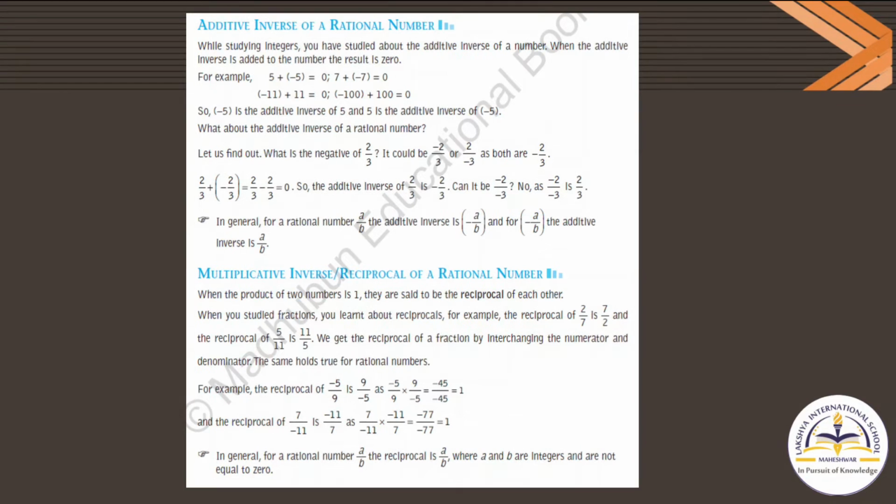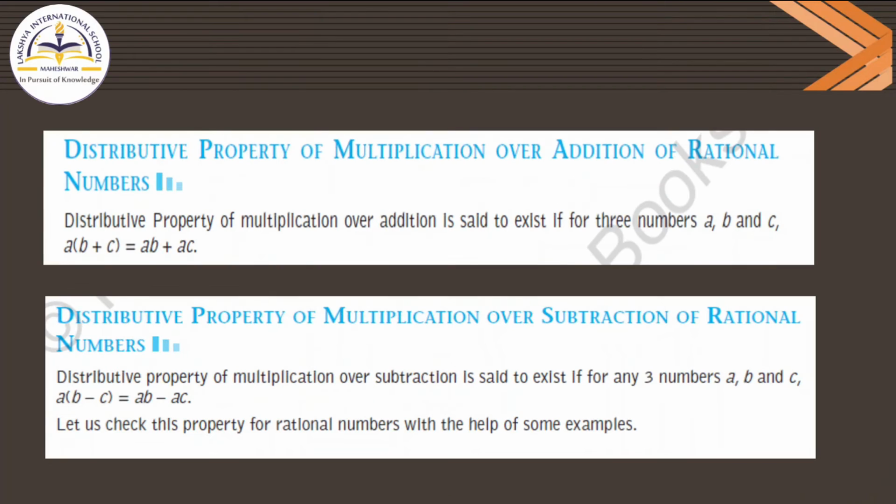Okay. Additive inverse or reciprocal of a rational number. So reciprocal means opposite. Here is an example: 2 by 7, the answer will be 7 by 2. Suppose 5 by 11, then the reciprocal is 11 by 5.